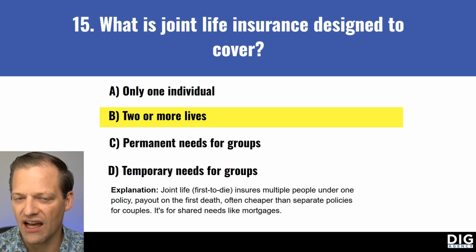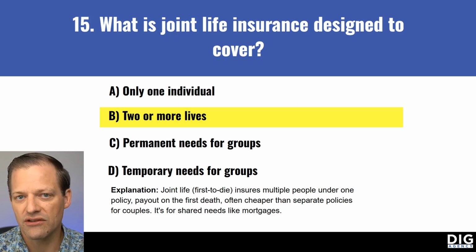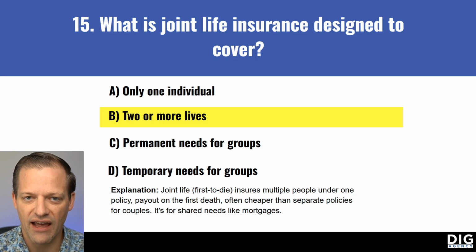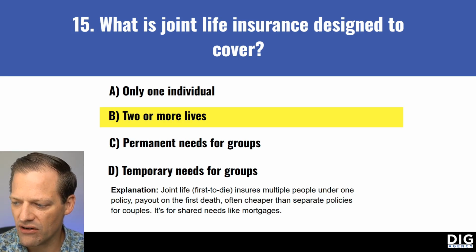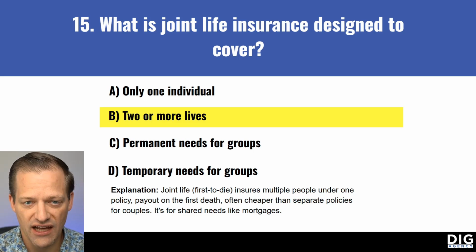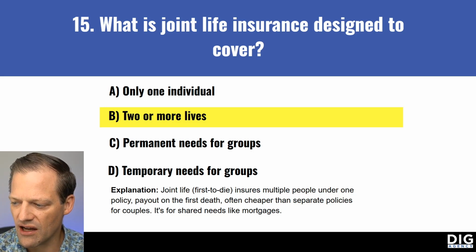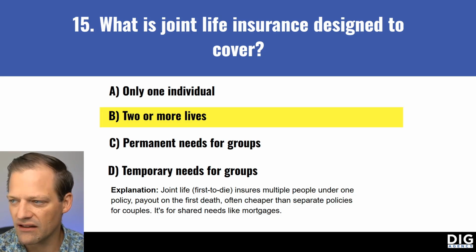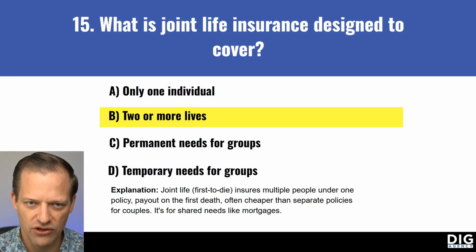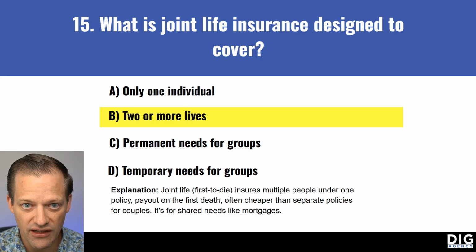Now, it can be first to die, so dependent on the first person to die, and then it pays out. Or it could be a survivorship policy where it pays out after the last of the group dies. It insures multiple people under one policy, with payout on the first death in a first to die policy. Survivorship is the last to die. Often cheaper than separate policies for couples, with shared needs, typically like mortgages. Again, joint means 2 or more. Think of 2 things you can join. Conjoined twins, right? 2 things connected together.